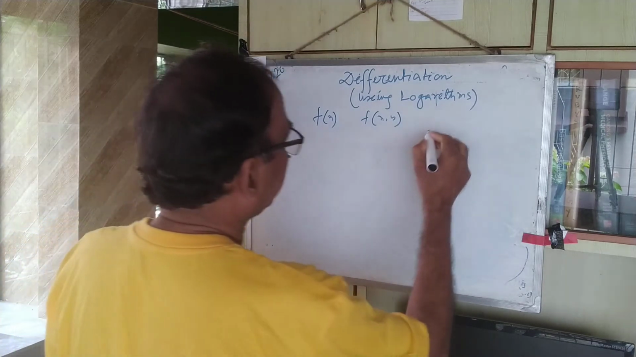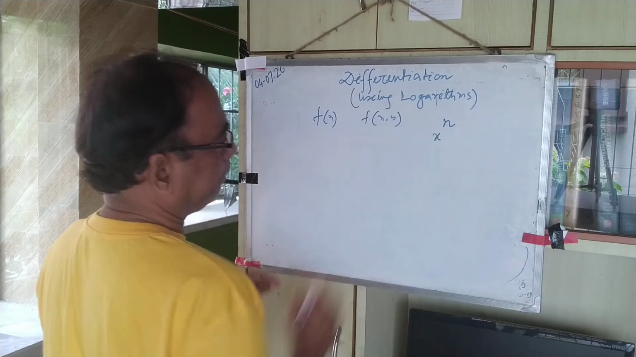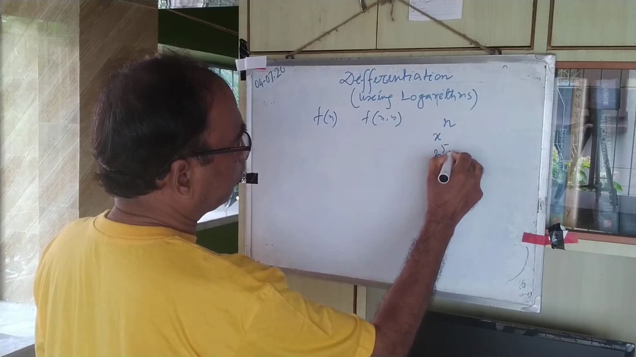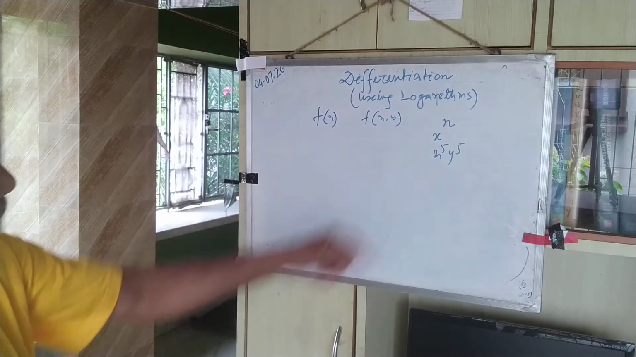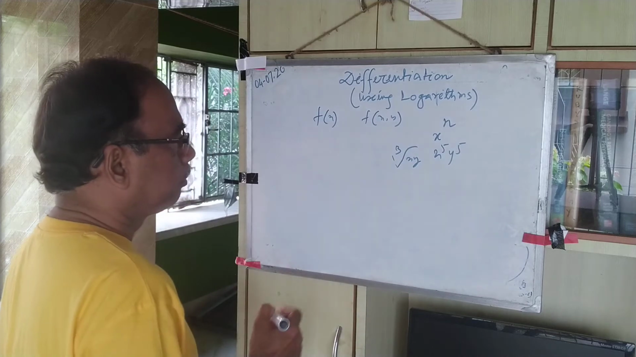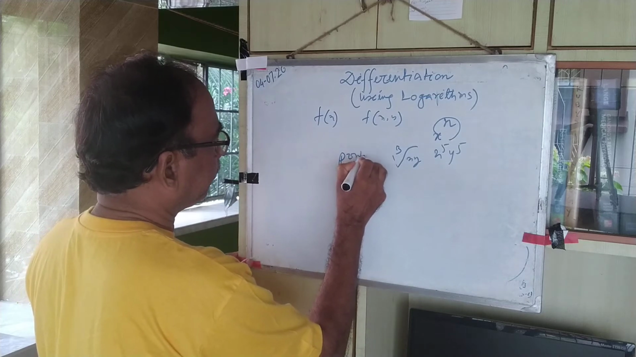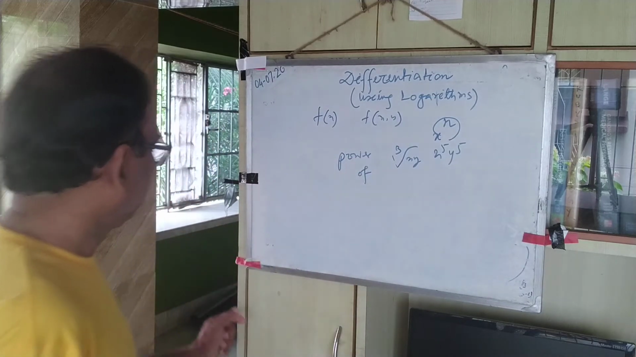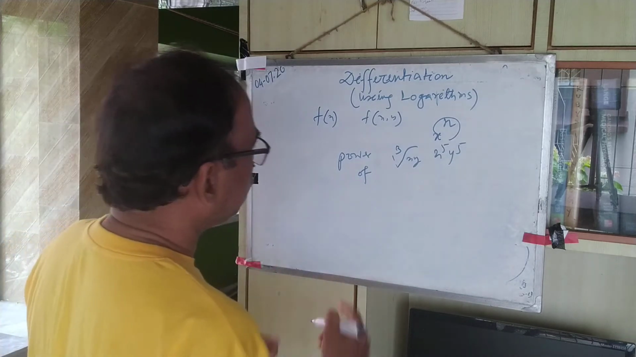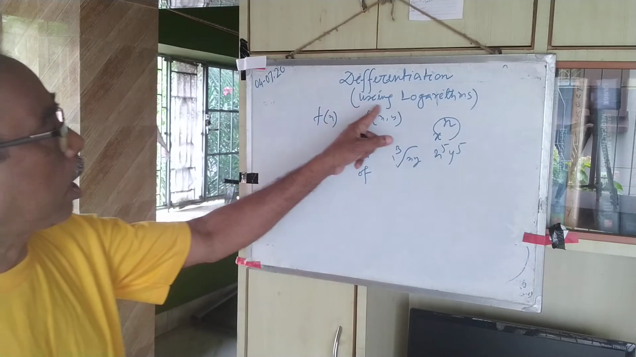When this function is in the form of a power, suppose x to the power n, or x to the power 5, y to the power 5, power of something, or the cube root of something, cube root of xy like this. When a function is in the form of a power of some elements, a trigonometric function, polynomial function, or square root function, then we can differentiate that function using logarithms.